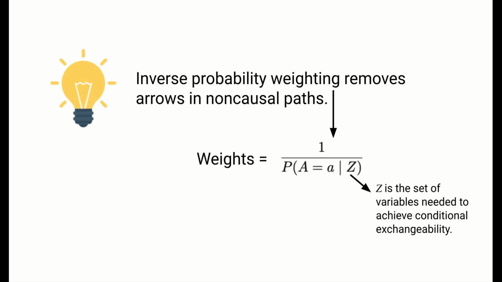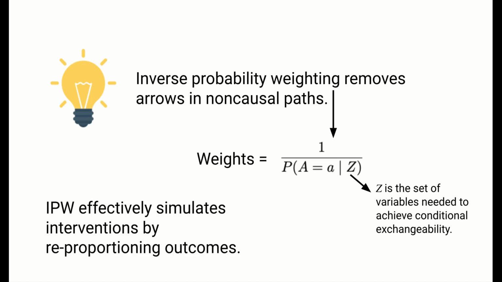To obtain appropriate weights, we need to know the probability of receiving the different treatment values conditional on the variables needed to achieve conditional exchangeability. Essentially, IPW simulates interventions where everyone receives and doesn't receive treatment by reproportioning, reweighting observed outcomes to create a setting where all study subjects receive each treatment value. In doing this, we have a completed set of potential outcomes that we can use to estimate average causal effects.